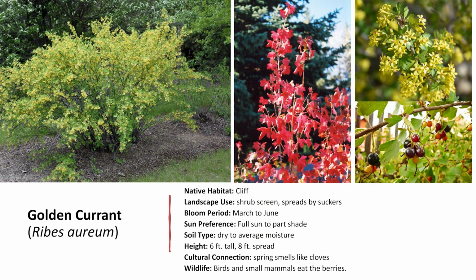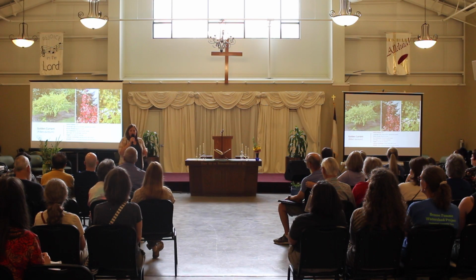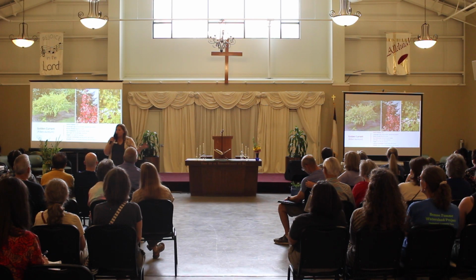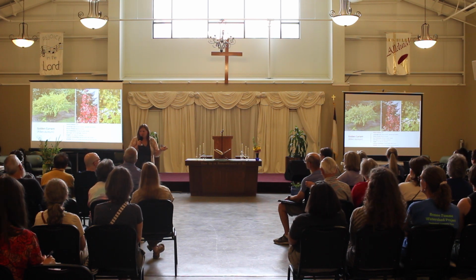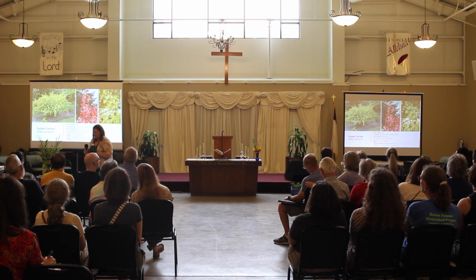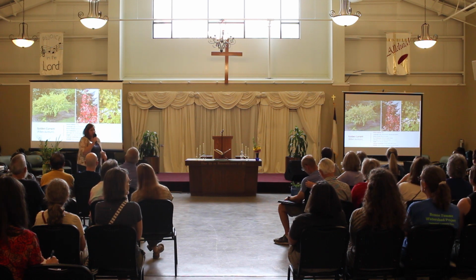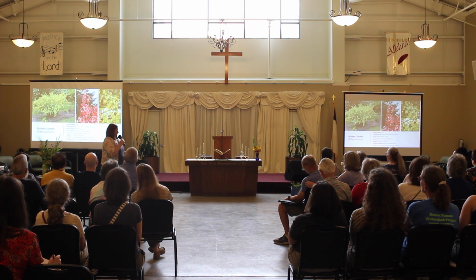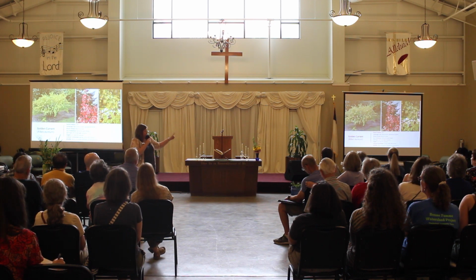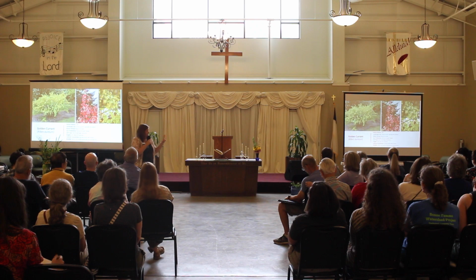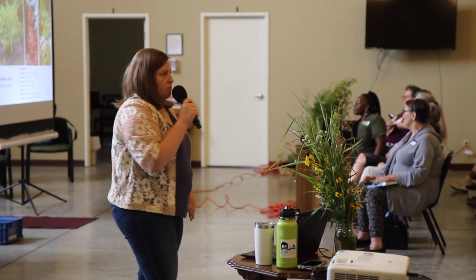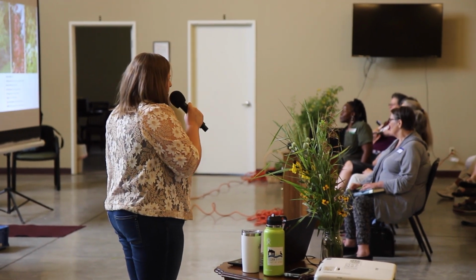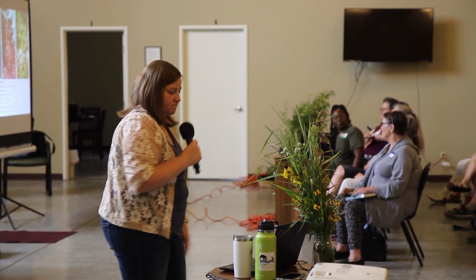Golden currant. This is a shrub, and it spreads through suckers, so it's great for creating a hedge or a screen between neighbors, and it smells like cloves in the springtime, which is super awesome. This one does not have thorns, and in the fall you get that beautiful red color. So you get yellow flowers, and then in the fall, beautiful red. So people like to plant burning bush. This is a great alternative to that.